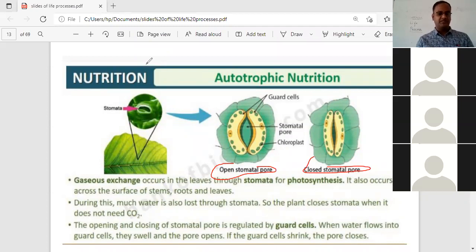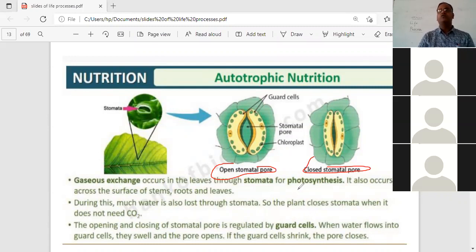Transpiration. Yes, Romita, correct. Transpiration. So definitely the gaseous exchange occurs in the leaf through the stomata for photosynthesis. It occurs across the surface of the stem, root, and leaves. During this, much water is also lost through stomata. So the plant closes stomata when it does not need CO2. The opening and closing of the stomatal pore is regulated by the guard cells. When water flows in, guard cells swell and the pore opens. If the guard cells shrink, the pore closes.